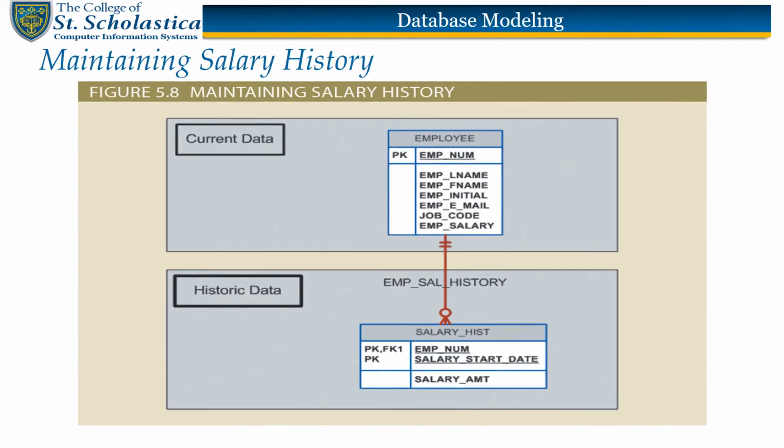For example, if we want to track salary histories for each employee, then the EMP_SALARY attribute becomes multivalued, as shown in Figure 5.8. In this case, for each employee, there will be one or more records in the SALARY_HIST entity, which stores the salary amount and the date when the new salary goes into effect. Other time-variant data can turn a one-to-many relationship into a many-to-many relationship.